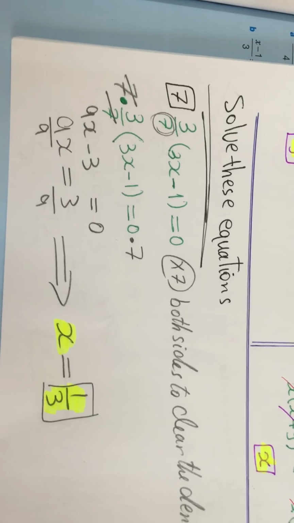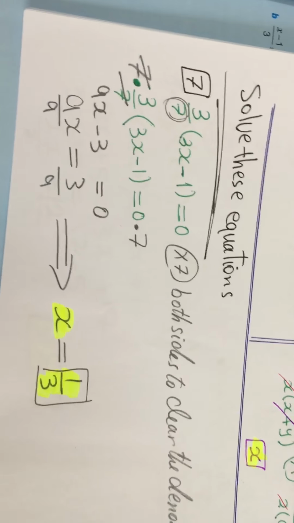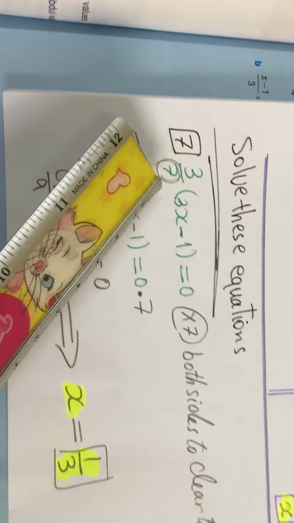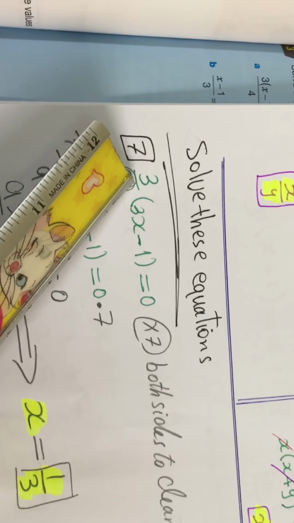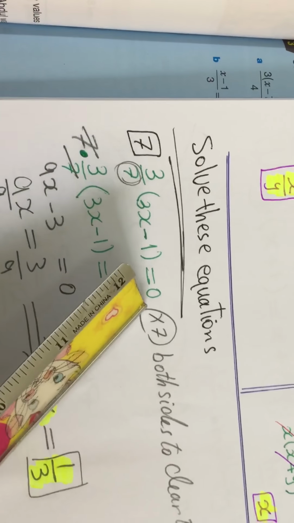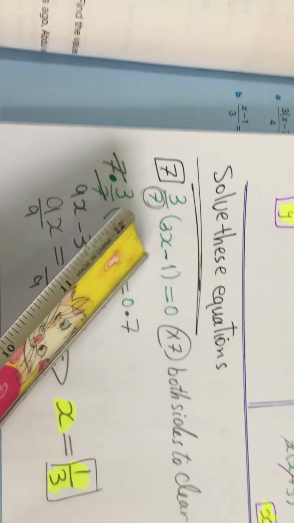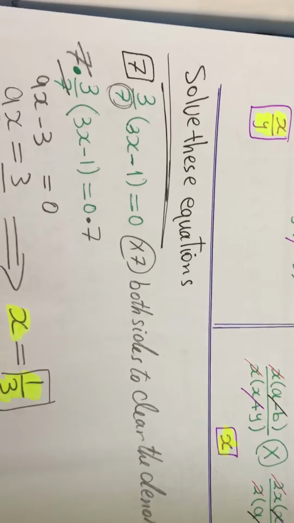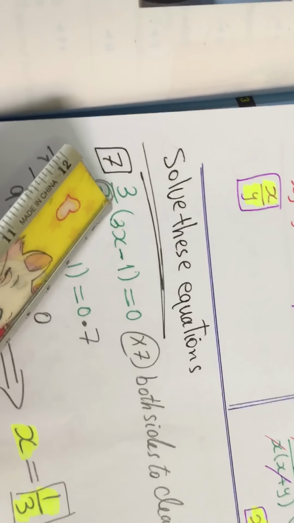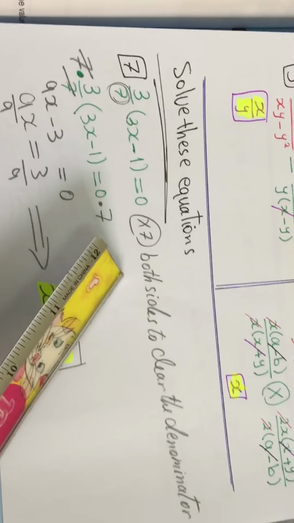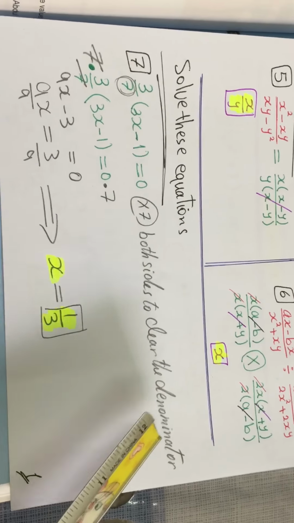In question number 7, he said solve these equations from number 7 till number 10. Solve these equations. I have here the equation 3 over 7 multiplied by a bracket 3x minus 1 equals 0. I want to clear the denominator, so I'll multiply by the denominator. I'll multiply by 7 on both sides to clear the denominator.